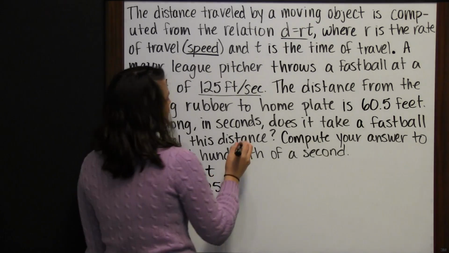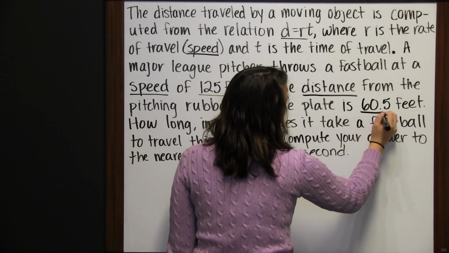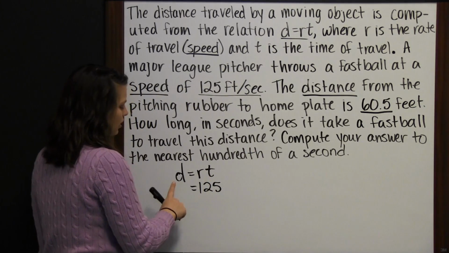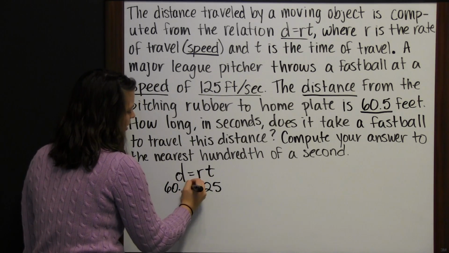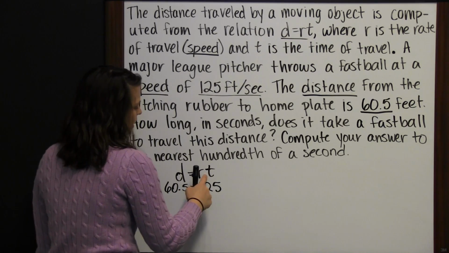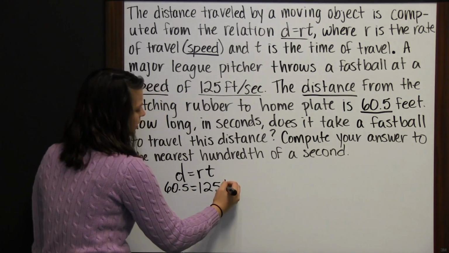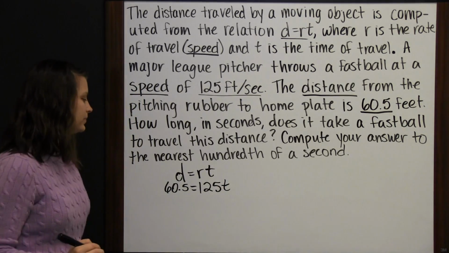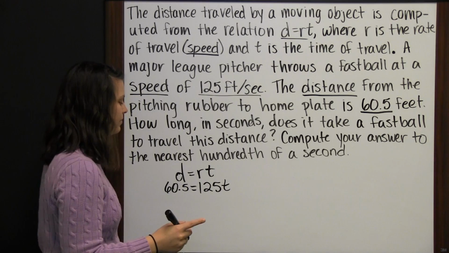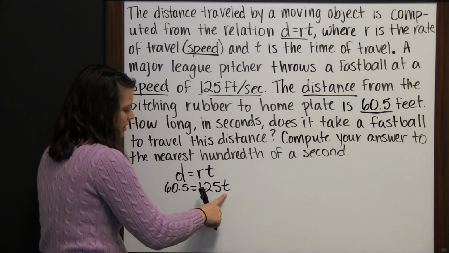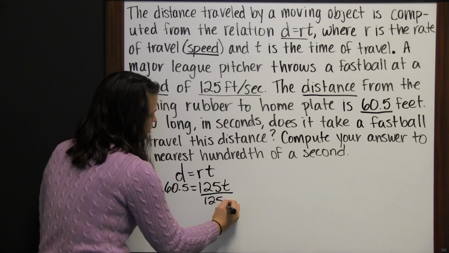Then they also gave me the distance, 60 5/10 feet, which means I'm going to replace d with 60 5/10. And so t is what I'm trying to find. So the t will stay there in my equation. So in order to find t, to find time, we need to solve for t by dividing both sides by 125.